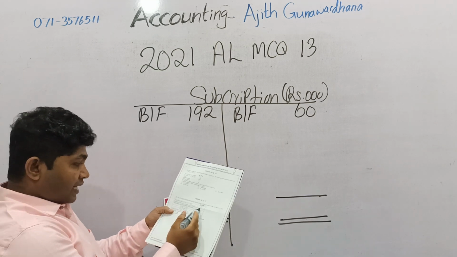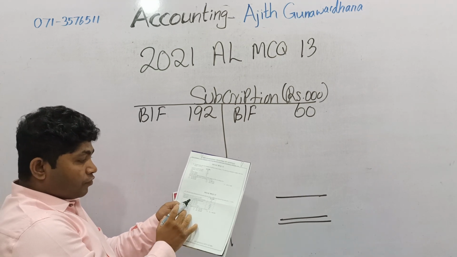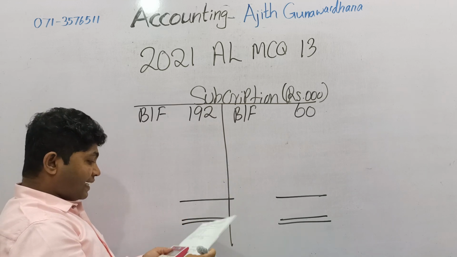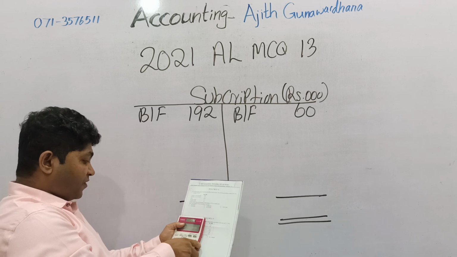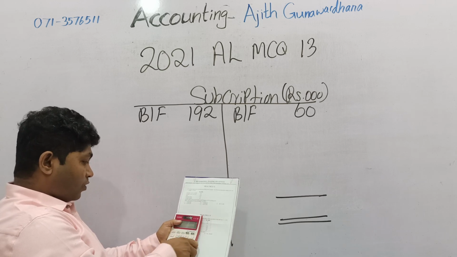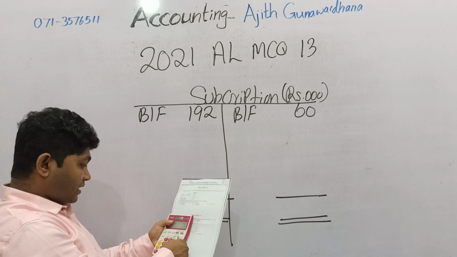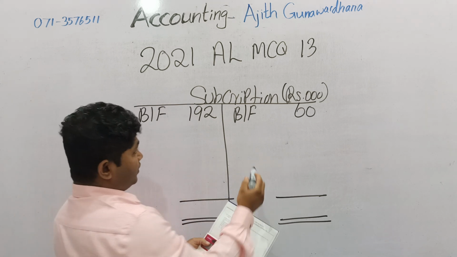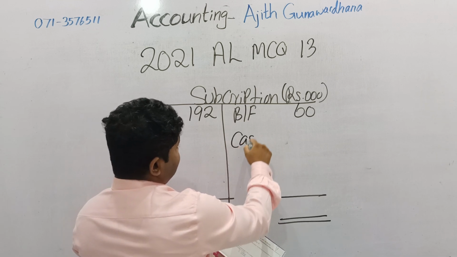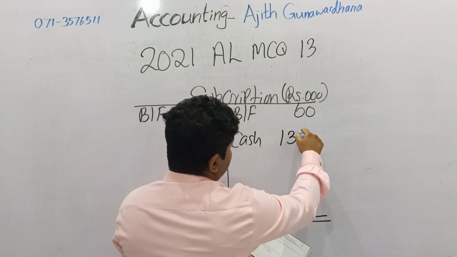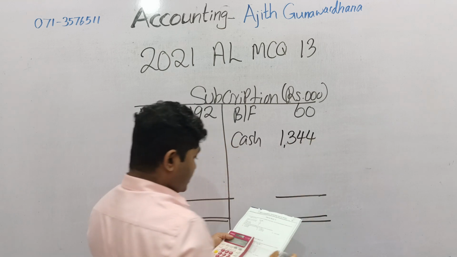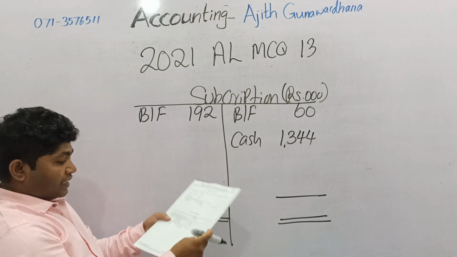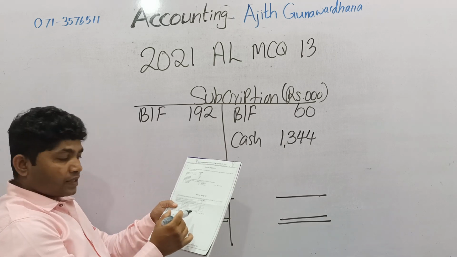And subscription received in cash during the current period is given, for last year, this year, and next year. All three values were received in cash during the current period, with the effect of cash increasing. Therefore calculate the total value for last year, this year, as well as next year. Total value equals 1340. Effect for cash increase: cash account debit, subscription account credit. 1344.